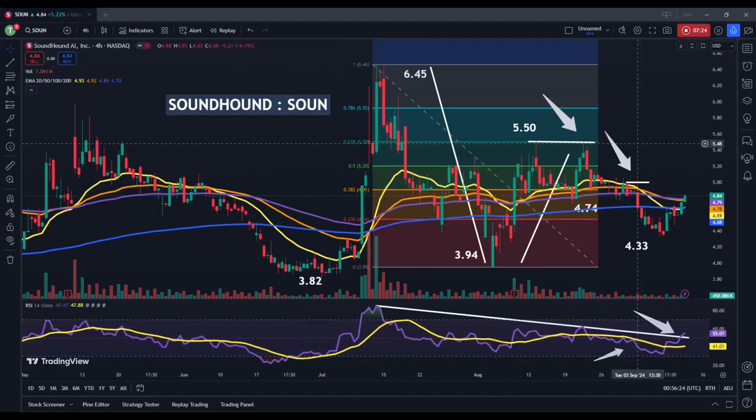I do think that if we can break above there, that would be a very significant resistance break, and then I think that you're looking at the very least a retest of these prior price highs from July 15, which came in at $6.45. So here's the current stock market update for SoundHound AI Incorporated, stock ticker SOUN.